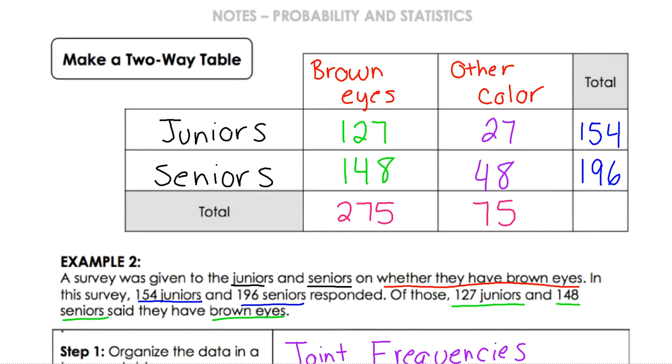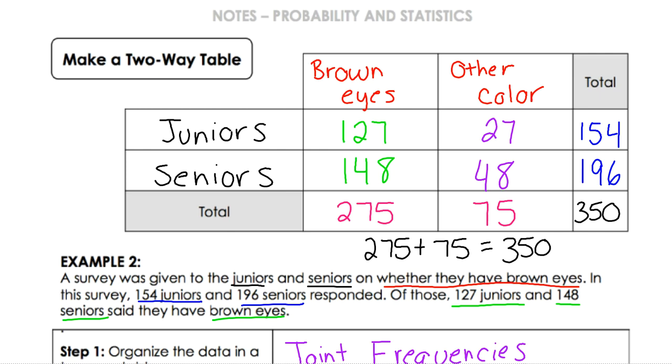And then lastly, we're going to find the sums of those. For my remaining box, my total of the totals, you can add either the row or the column, it doesn't matter. I'm going to add the 275 plus the 75 students that have other colored eyes. That makes 350 students. And you can, of course, check your work by adding the columns. We could add 154 and 196. That also comes out to 350.